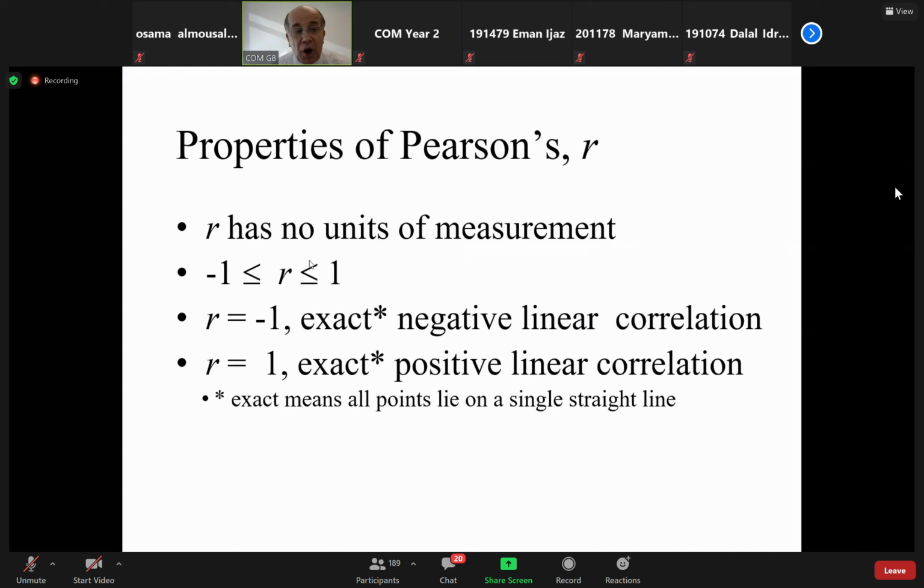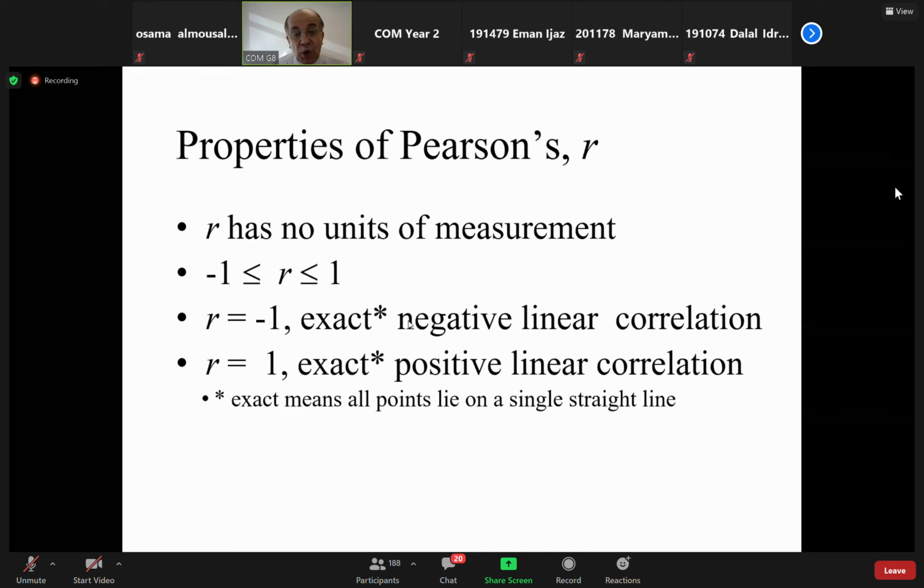What are the properties of this coefficient? First, it has no unit. The correlation has no unit, no gram or meter, no unit at all. It's just a number. And r is between -1 and +1. Remember, don't mix it with probability. The probability is between 0 and 1, remember? I will give you a question in the final exam, and some of you are going to make a mistake. r cannot be more than 1 or less than -1. This is the interval between -1 and 1.